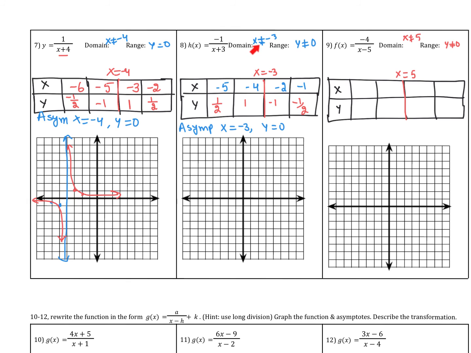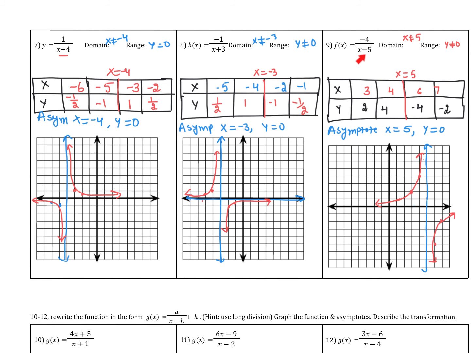For domain, x should not be equal to -3. You graph these two asymptotes, and when you graph number 8, when you plot the points -5 comma half and -4 comma 1, this is the curve. -2 comma -1, -1 comma half, so this is the graph. You do not take in domain x equals -3, and for range you do not take y equals 0.